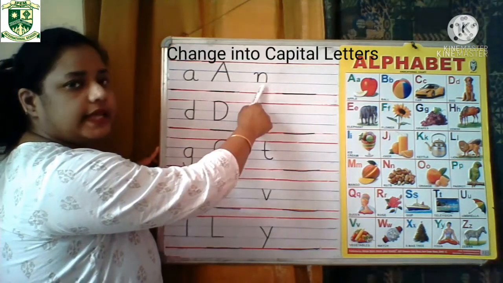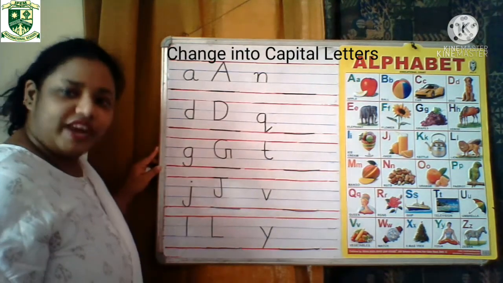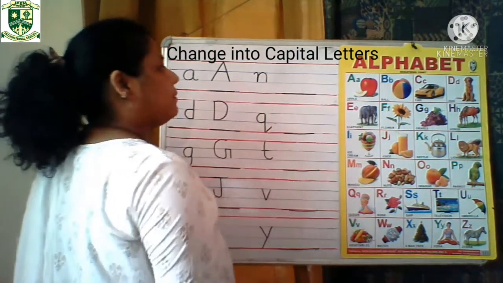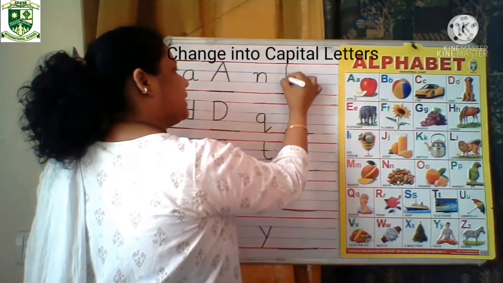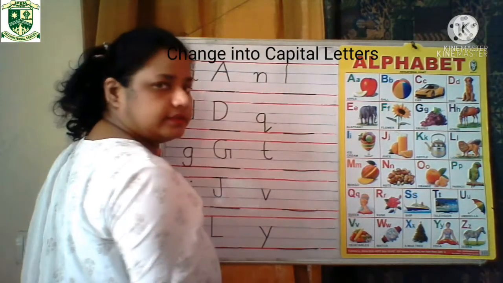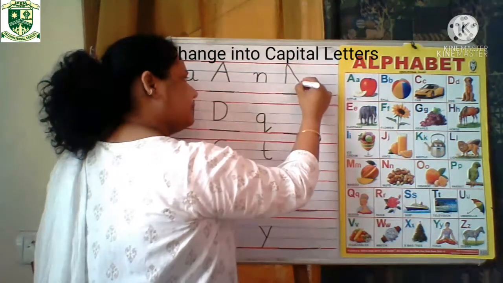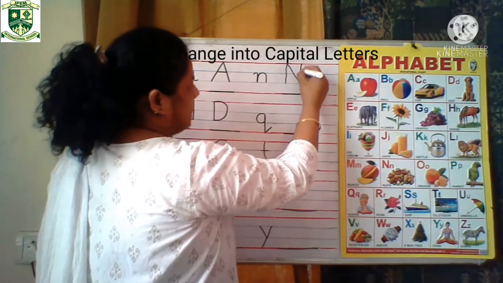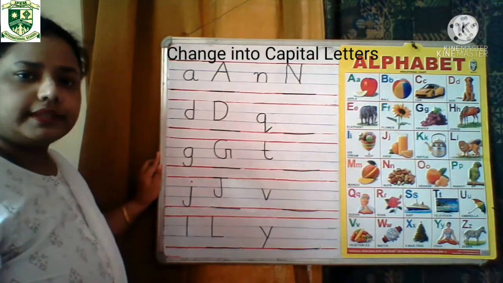Now coming on to the next letter. What is this? Small n. Very good. Now let us make capital N. We'll make one standing line from the first red line to the second blue line, okay, and then a slant line and another standing line. This is how we'll make capital N.